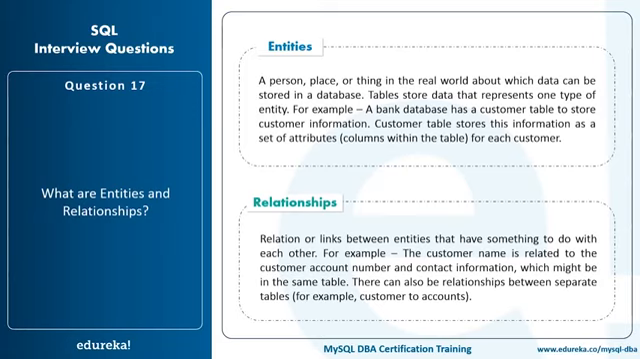Now talking about relationships, relational links between the entities that have something to do with each other are basically relationships. For example, the customer name is related to the customer account number and the contact information, right? Now this might be in the same table or it could be in another table also. So if you have two tables, out of which one table has the customer name and the other table has all the other information like the customer ID, customer name, and so on, these two tables will be related to each other with a relationship so that the customer details could be retrieved. That particular information is basically relationships.